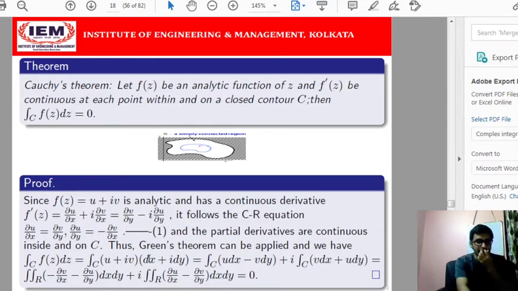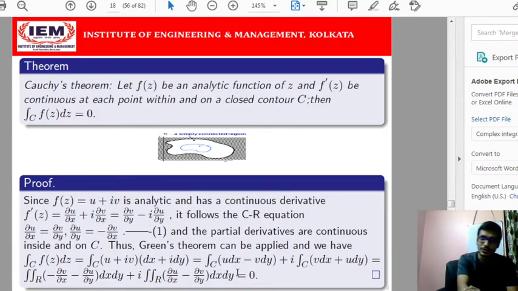Since the function is analytic, it will satisfy the Cauchy-Riemann equations. So del v del x equals minus del u del y. So this value will be 0, and this will also be 0 from the Cauchy-Riemann equations, since the function is given analytic inside and on this given curve C.